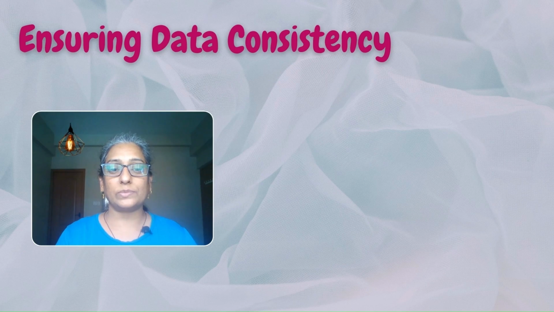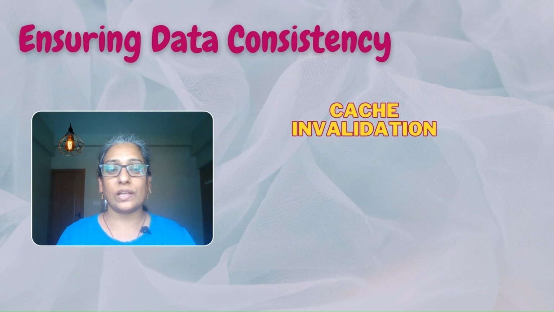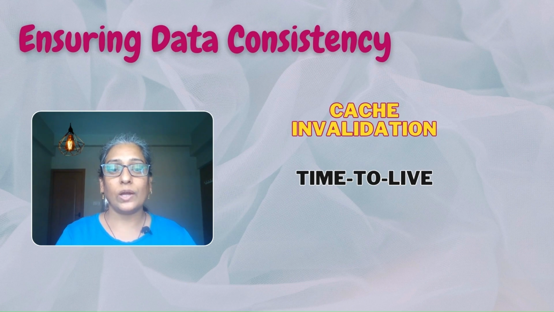CDNs use mechanisms like cache invalidation and time to live settings to ensure data consistency between origin servers and edge caches. To learn more, watch our video on distributed caching, linked in the description box.